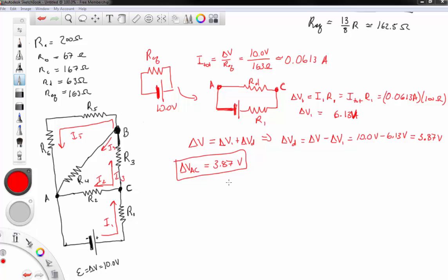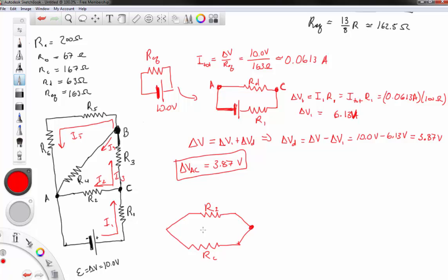Okay, the other thing that we were looking for here was how much is the voltage drop between points C and B. Well, to get from C to B, what do we have to do? Remember that RD was basically equivalent to doing a parallel branch, one of which had on it R2, and the other of which had on it RC.